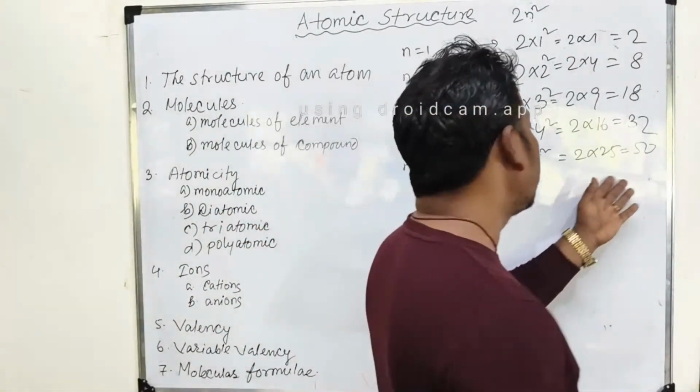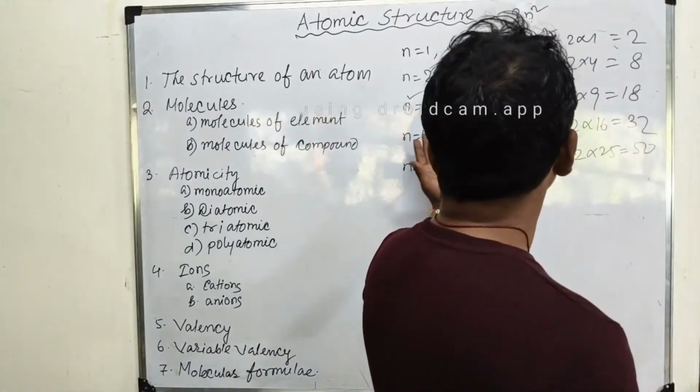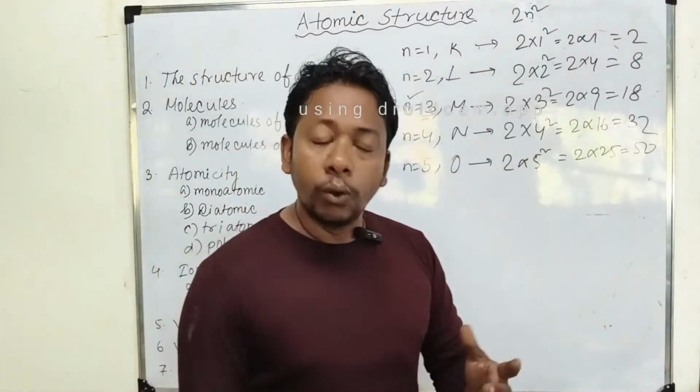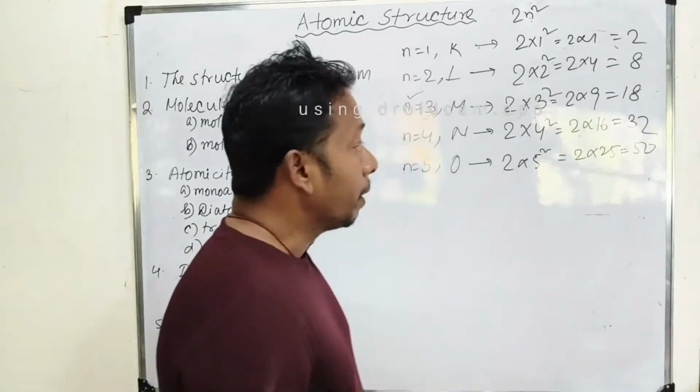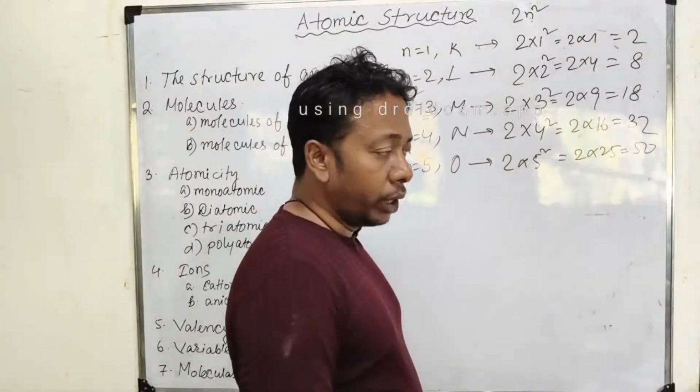So if you are asking the question, sir, you say n equals 5 shell holds 50, n equals 4 the shell holds 32, then how could you say that the last shell holds only 8 electrons? It means there are subshells.